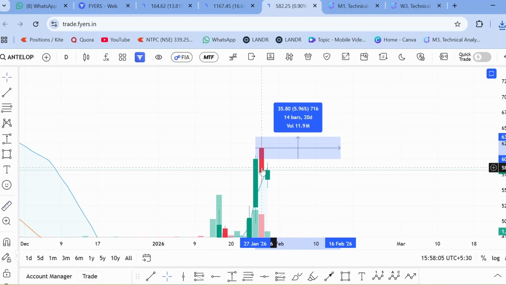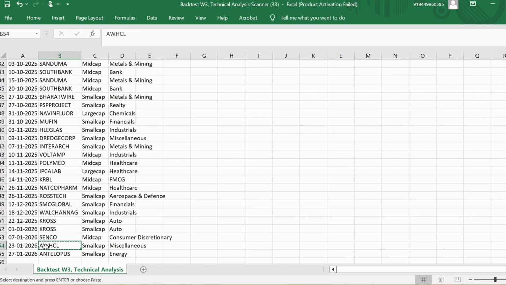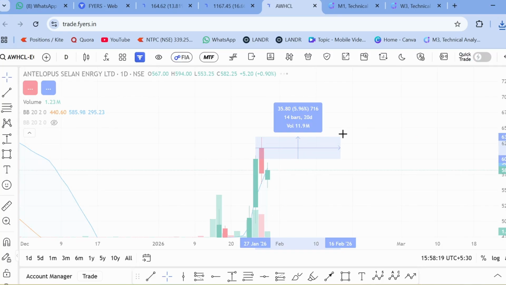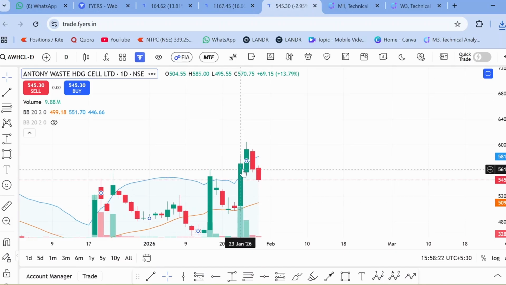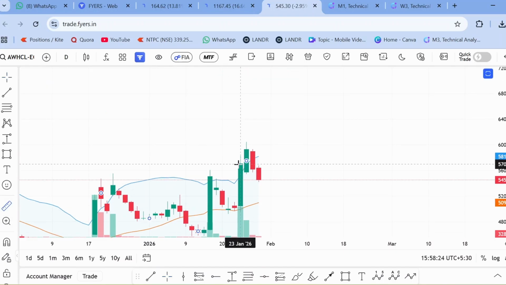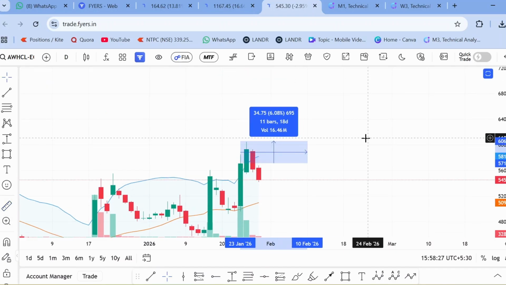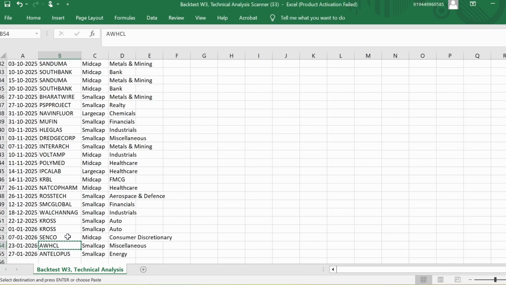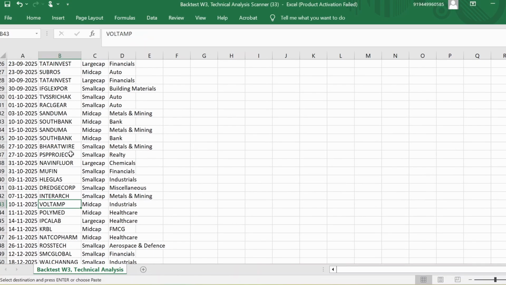5.9%. Maybe it looks like a red candle to you guys, but it shot up nearly 6%, then it took a reversal. A 6% move is a huge rally. And if you observe AWHCL, which is 23.1 we got in the same month, the current month, you can see 23.1 exactly we got here. This is on 23 January, and the next day if you see, it is a green candle, it shot up again 6% the immediate next day. And similarly you can check any stock, Senco we got, National Aluminium, Polymed, Voltamp. So you can check any stock and you can identify how much rally we got the immediate next day.